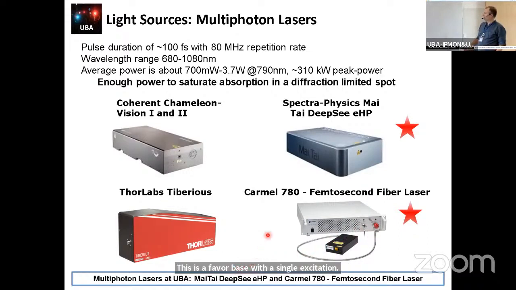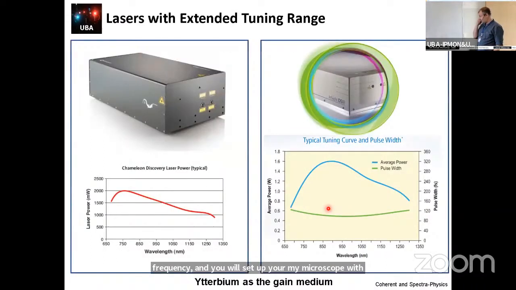tunable laser, and all of them are pulsed and very intense in power. Most of the two-photon lasers are titanium sapphire crystals, and these usually have a repetition rate of 80 megahertz. But for example, our femtosecond laser with a fiber is 50 megahertz. So you need to be aware of the frequency, and you will set up your microscope with the frequency that you have.